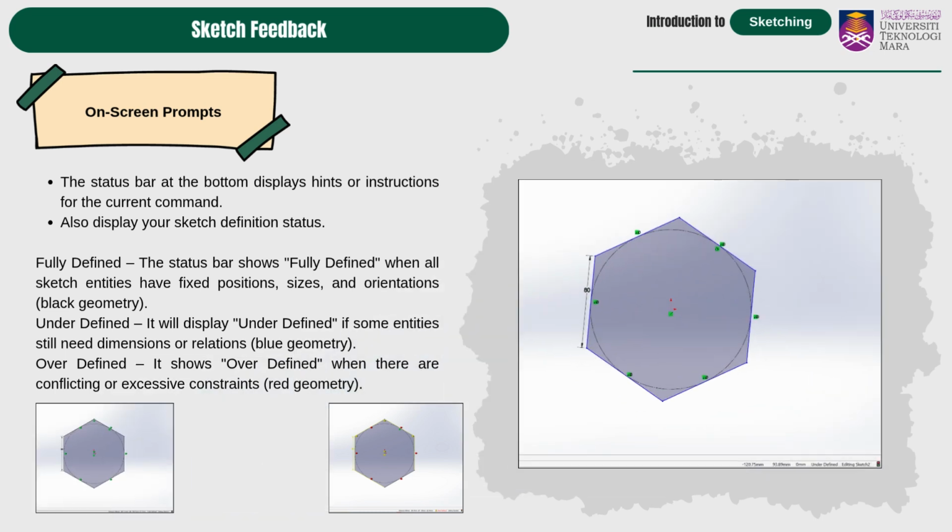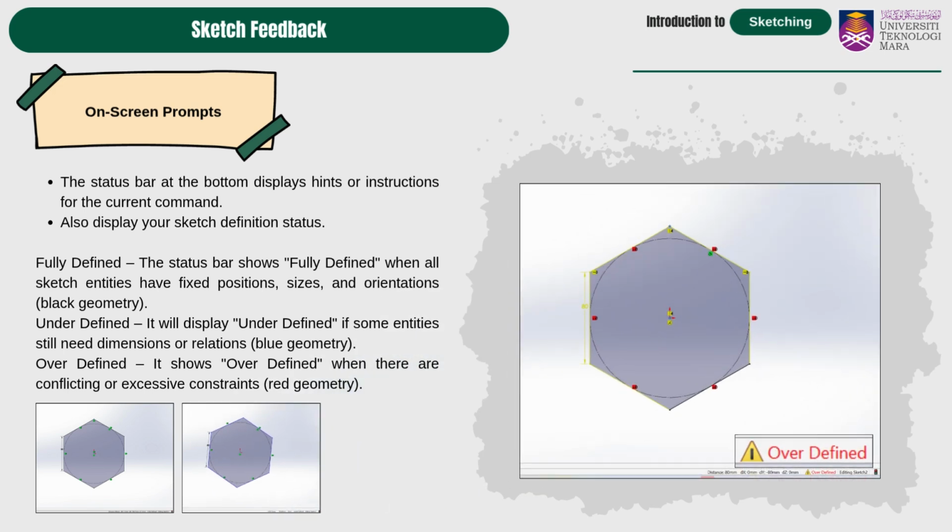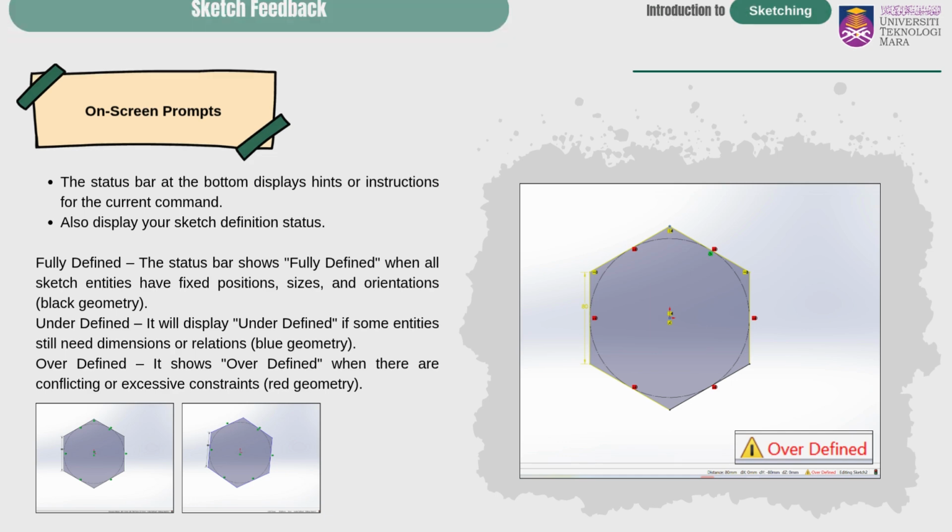If something is still missing, like a dimension or a relation, you'll see underdefined in the status bar, and the affected geometry will be blue. And if you've added too many or conflicting constraints, it will show overdefined, highlighting the problem geometry in red so you can quickly fix it. This constant feedback keeps you aware of your sketch's health, helping you spot issues early and avoid headaches later when you move on to 3D features.